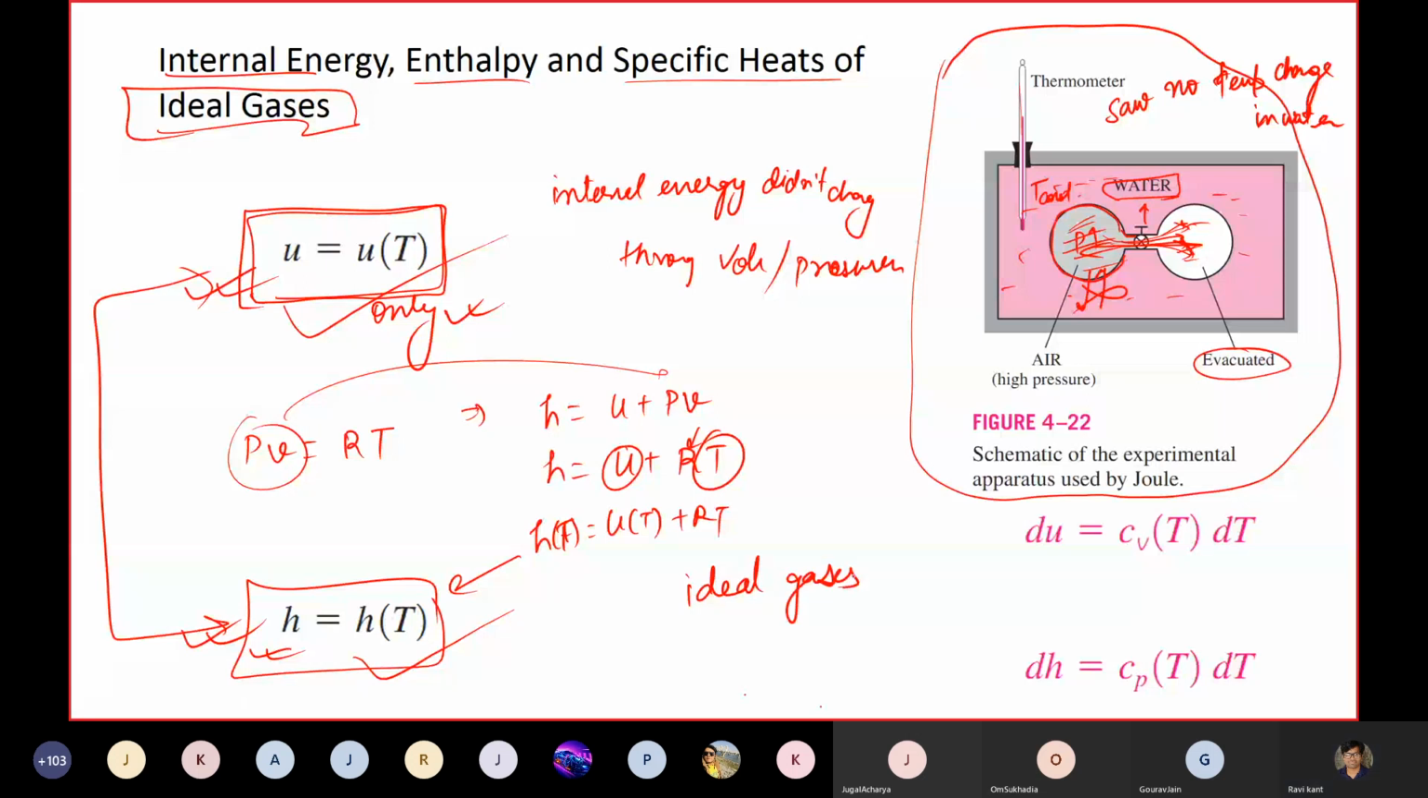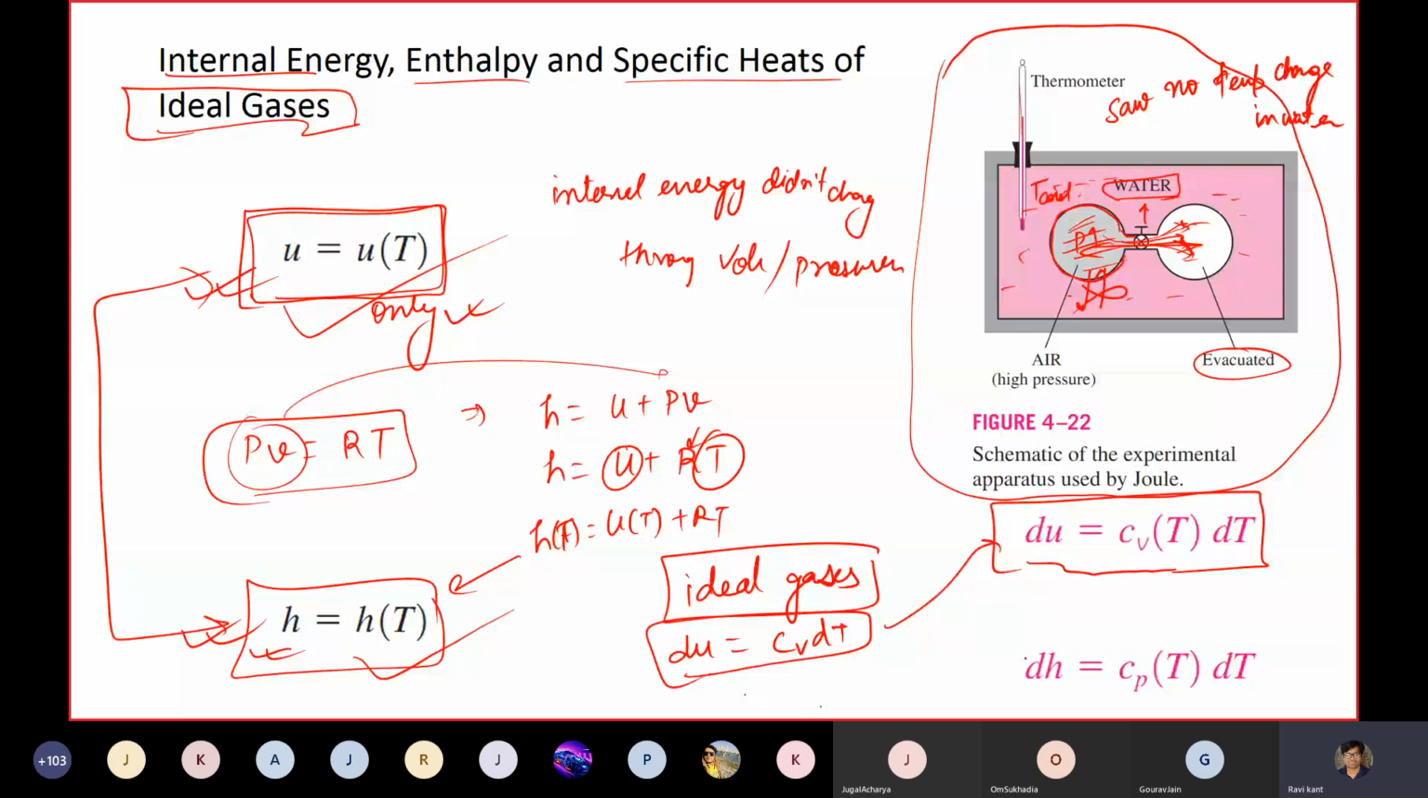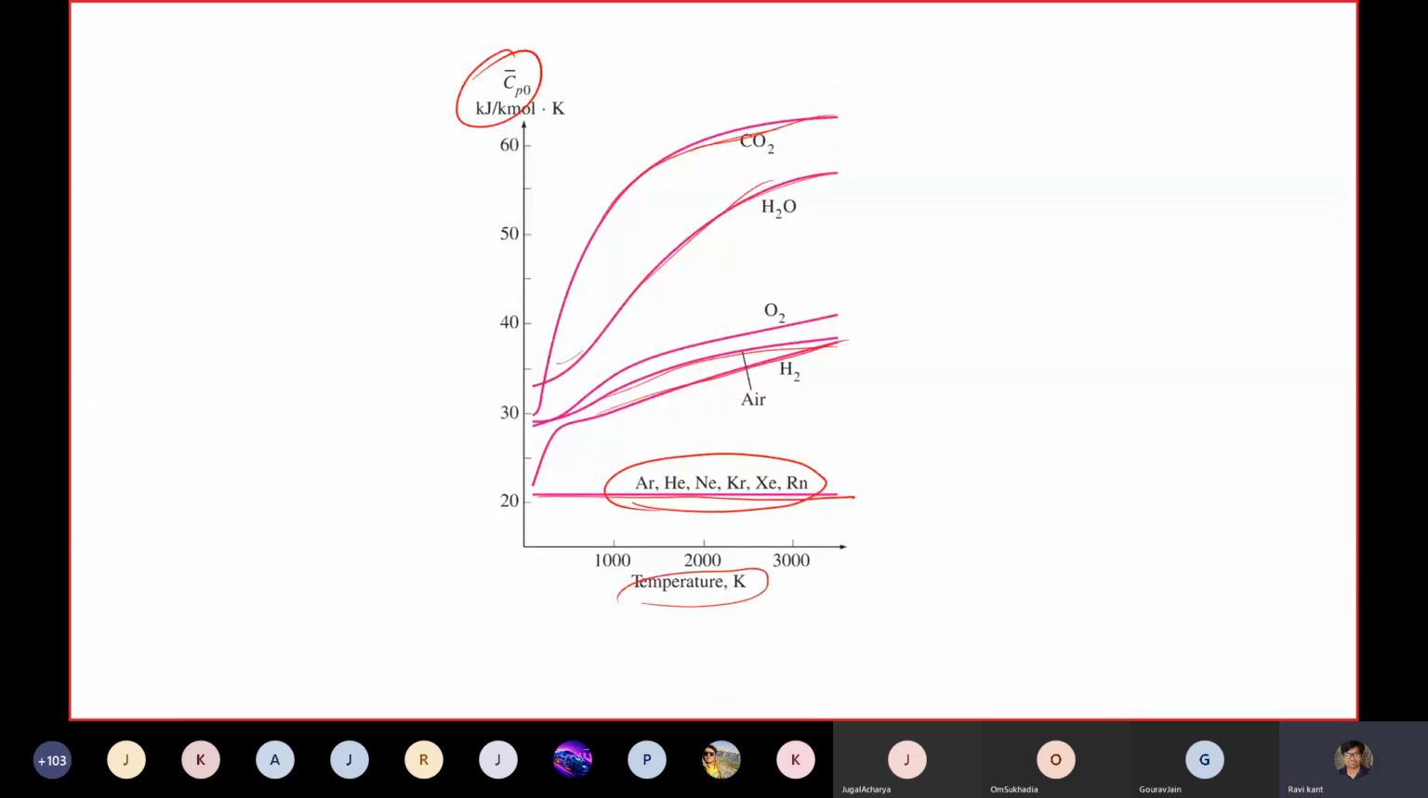So now the previous formula that we have written, that du is equal to Cv dt, can actually be written in this form. du is equal to Cv as a function of temperature times dt, and dH is equal to Cp dt, where Cp is again a function of temperature only. Okay. In general, if you want to calculate, let's suppose, du is equal to Cv(T) dt.